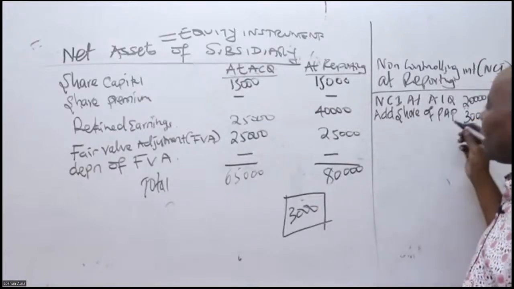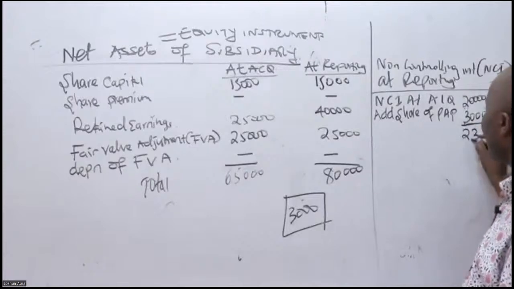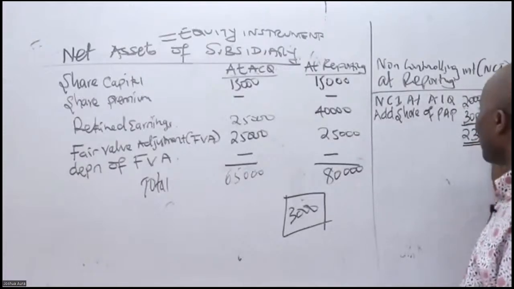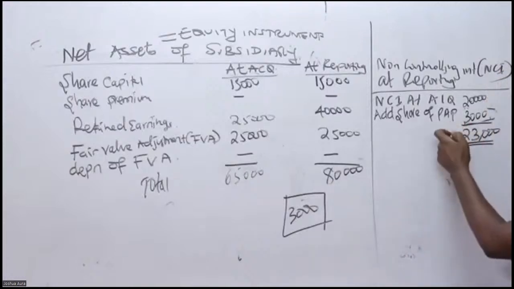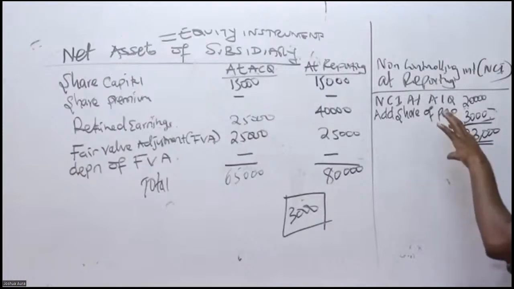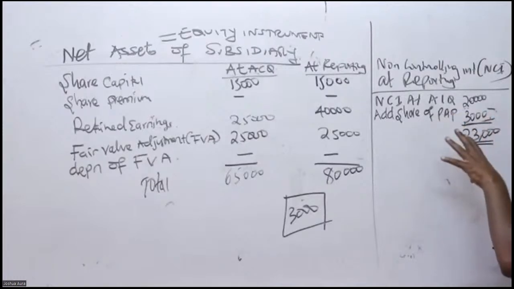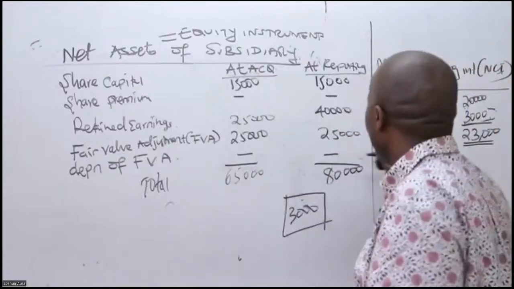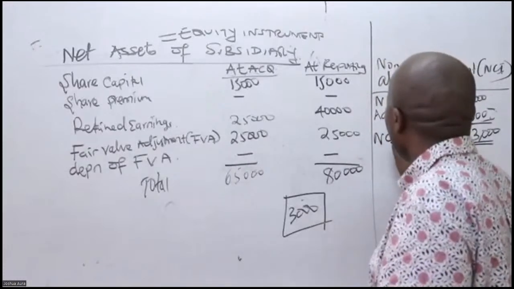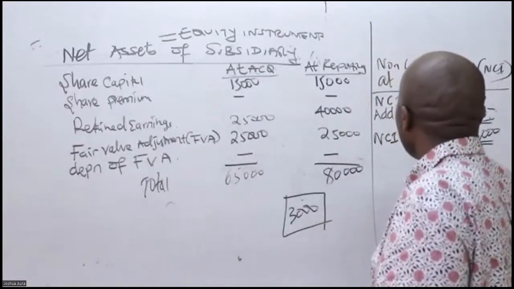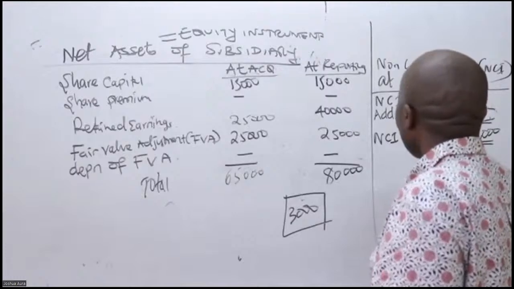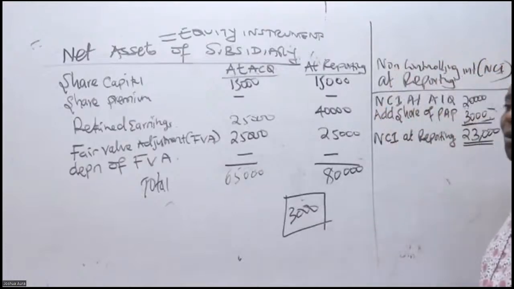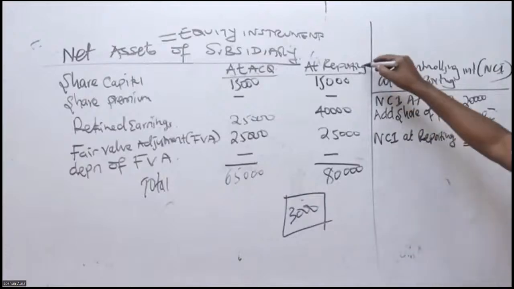Now what I will do is say that this is 23,000 total. Remember, you're using Excel to get this 23,000. You simply say equals sum, or use the Alt equals shortcut, then press enter, 23,000. So this is NCI at reporting. It is a very important step.